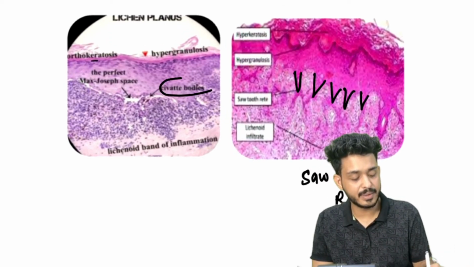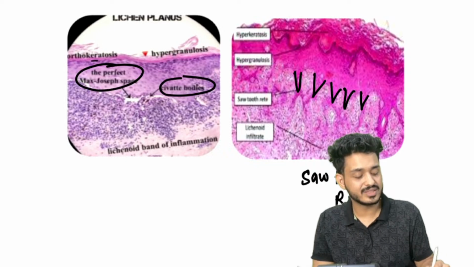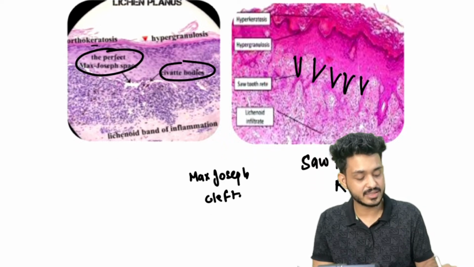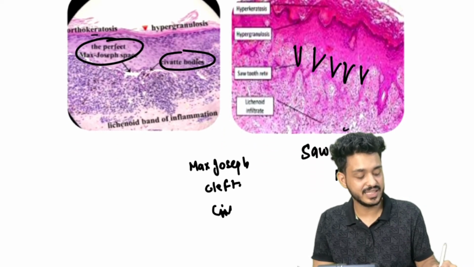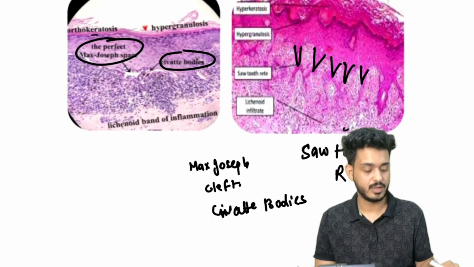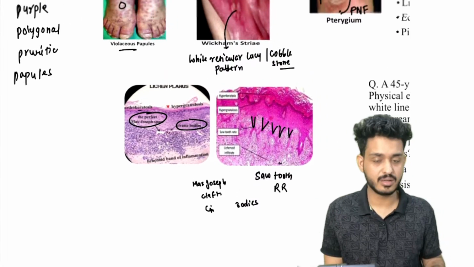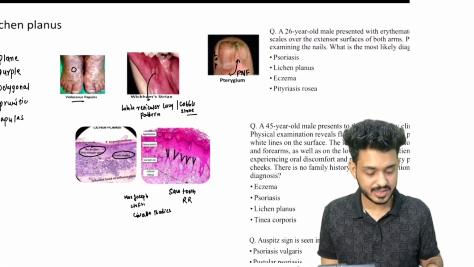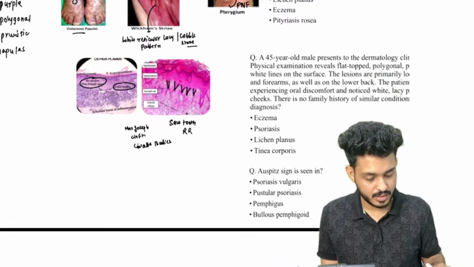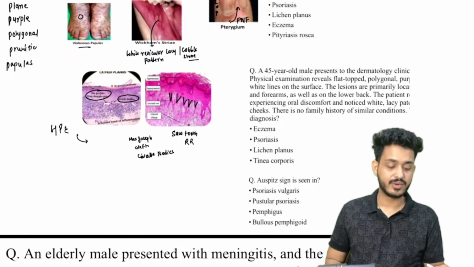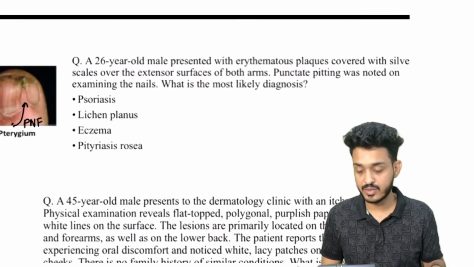Apart from that, remember two more things. First is the Max Joseph cleft. If you don't understand, just remember. And the second one is the civatte bodies. These are the important things. Hypergranulosis will be here itself. So this is about the histopathological examination of this particular condition. Now try to identify and solve these questions.